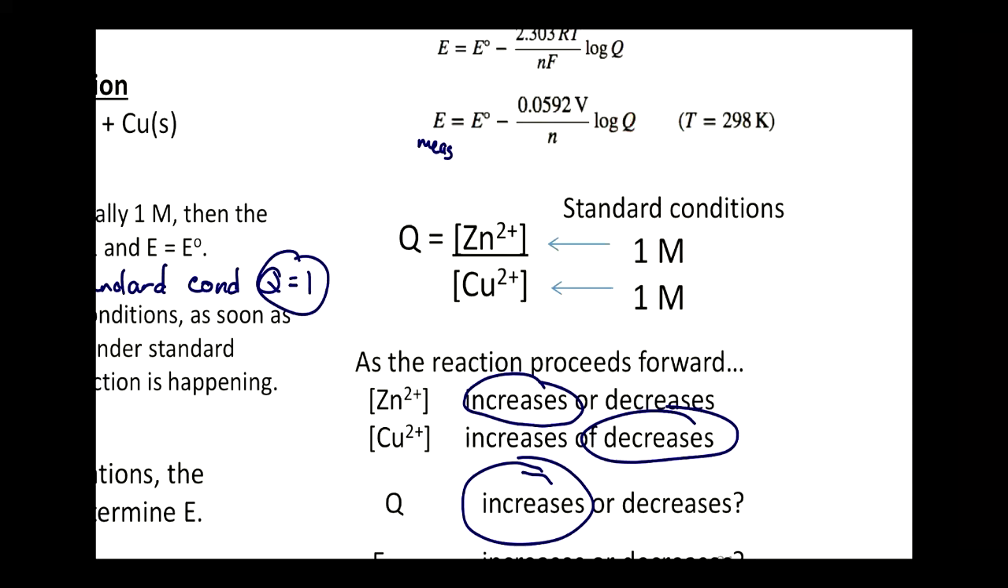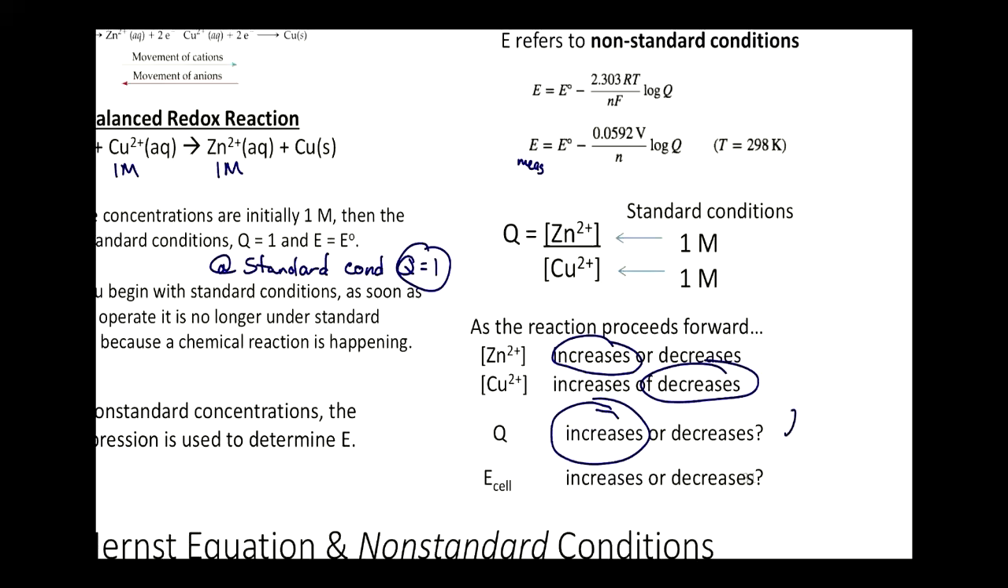If you just test it in your calculator, do like log of 1, log of 2, log of 3, you see that the number gets bigger and bigger and bigger. That logarithm number gets bigger as Q gets bigger. So what we see here is as Q increases, log of Q also increases. So what we are doing is subtracting a bigger and bigger number as the reaction proceeds. So when we actually measure the cell potential as this reaction goes further, we see that the measured cell potential decreases.